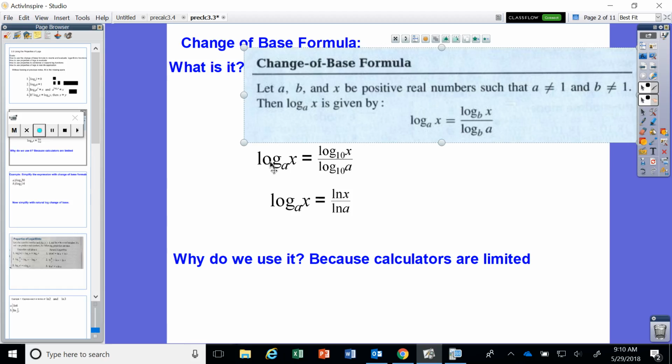So what do we do? Because our calculators use the common log anyway, we say that log base a of x is equal to the common log of x over the common log of a. That's where our change of base comes from. And we can do the exact same thing using the natural log, because the natural log has that exponential base, our natural base e. Since they have the same base, we can make that change there as well.